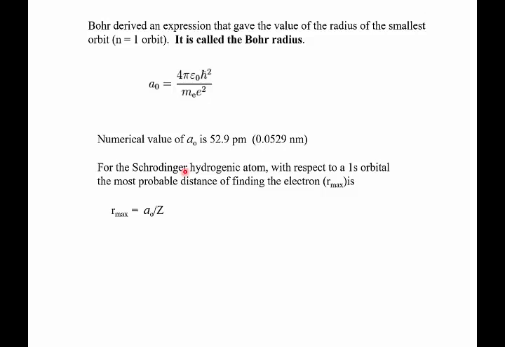Now for a Schrödinger-type hydrogen atom, the electron cloud picture, with respect to the s orbital, what's interesting here is that in the 1s orbital, the most probable distance of finding the electron in an atom, which we call R max, is in fact related to the Bohr radius. This R max equals the Bohr radius divided by the nuclear charge, the atomic number.